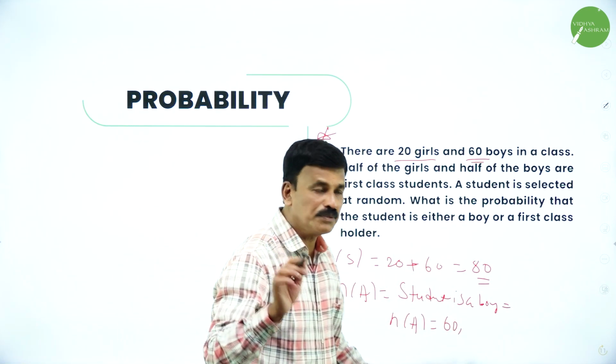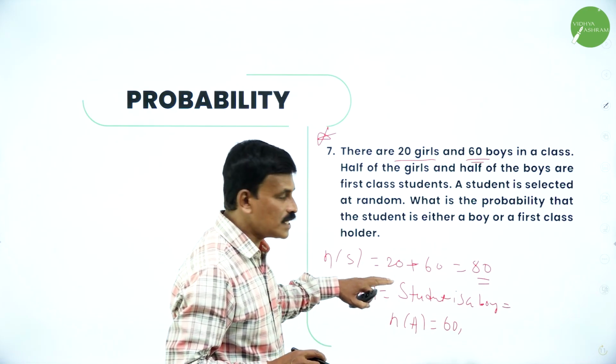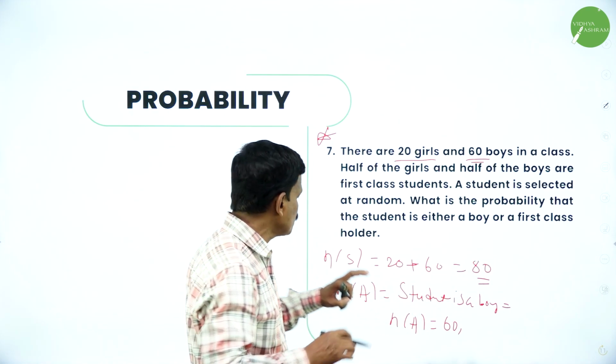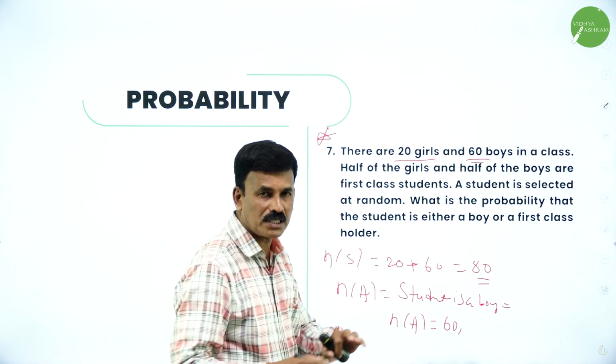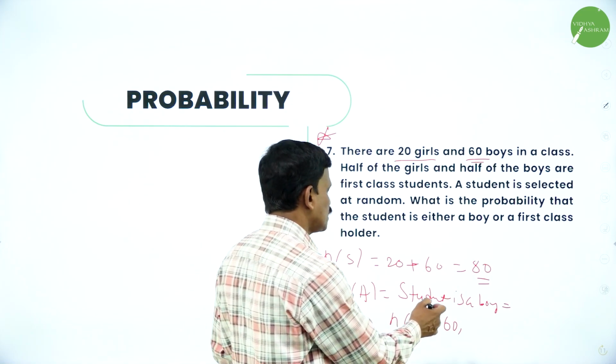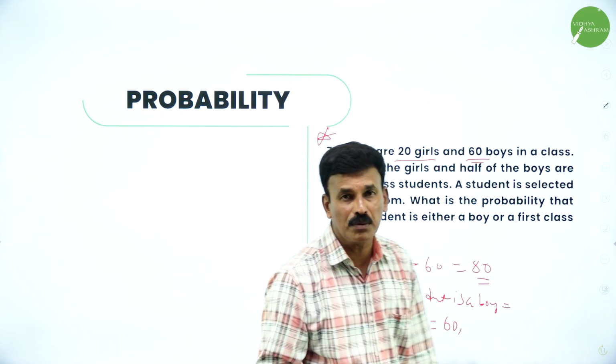Now listen to me. The number of students in the class is 20 girls and 60 boys, totally 80 students. Now let n of A be the number of boy students, n of A is equal to 60. Now what is the probability of A?